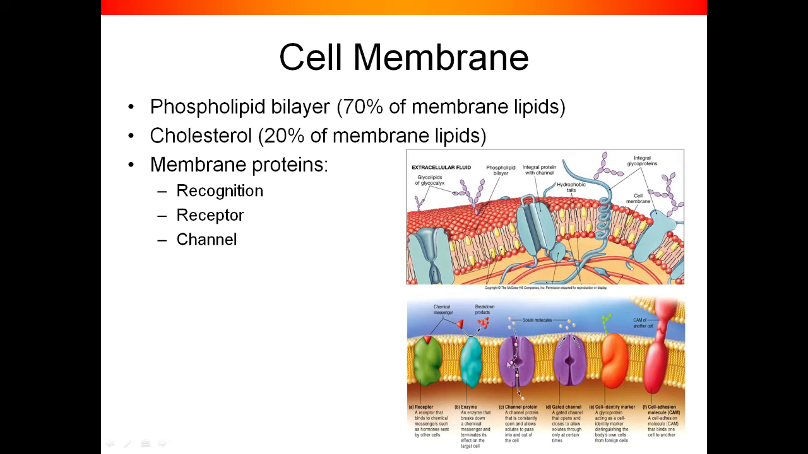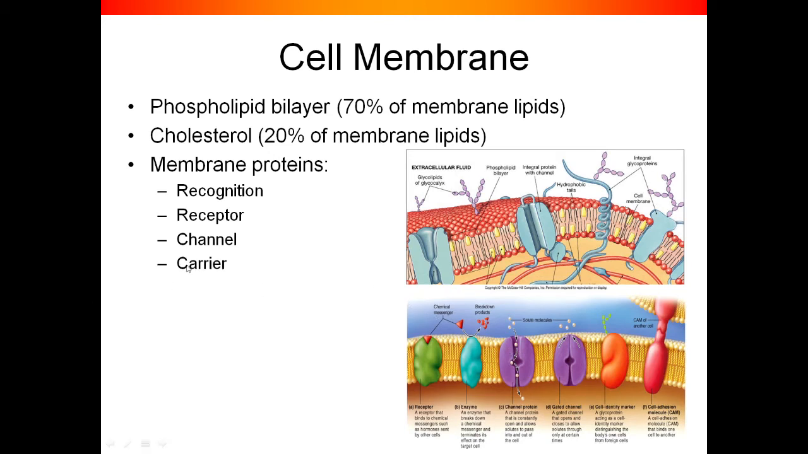These channel proteins will allow certain things to come through. These channel proteins only have an opening that's so large, so things that are small enough will fit through this channel protein. Larger things won't be able to fit in there. So there's some filtering effect here, if you will.